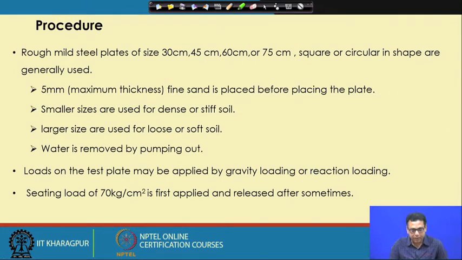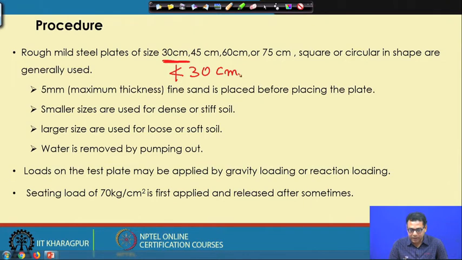Now, a rough mild steel plate is used. Keep in mind that the minimum plate size should be 30 centimeter. We cannot use a plate size less than 30 centimeter, because it is not recommended, and we will not get the appropriate result. The other plate sizes are 40 centimeter, 60 centimeter and up to 70 centimeter, either square or circular in shape.